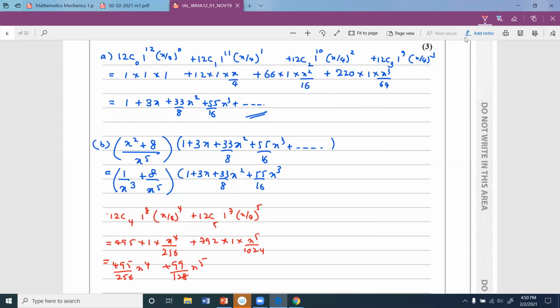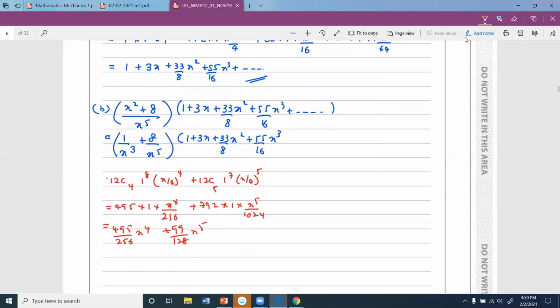Let's check whether this is fine for the 12C4. 495, so that's right. Then another couple of terms should be written over here to get this answer. That is plus 495 over 256 x to the power 4 plus 99 over 128 x to the power 5.